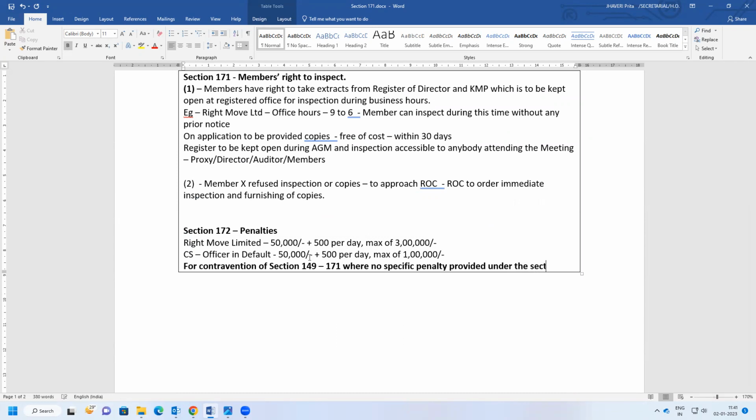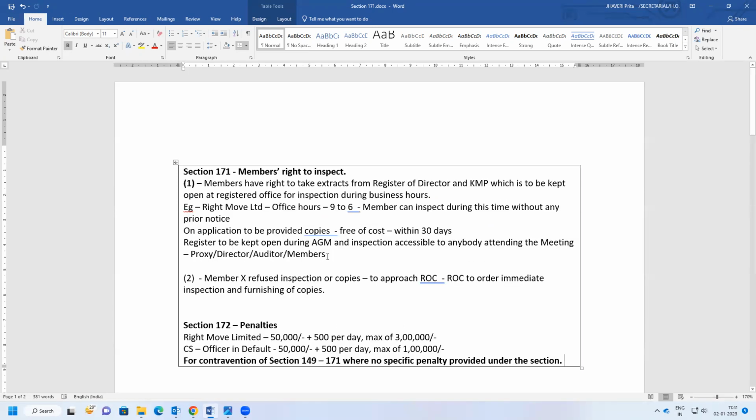Now summarize quickly, these 171 and 172. So 171 states that any register which has been maintained under section 170, such register can be inspected by any member, or extracts of the register can be taken by any member. And this register is to be kept at registered office for inspection during business hours. So any time during business hours, only a member has the right to inspect and take copies free of cost. The company has to provide such copies within 30 days.